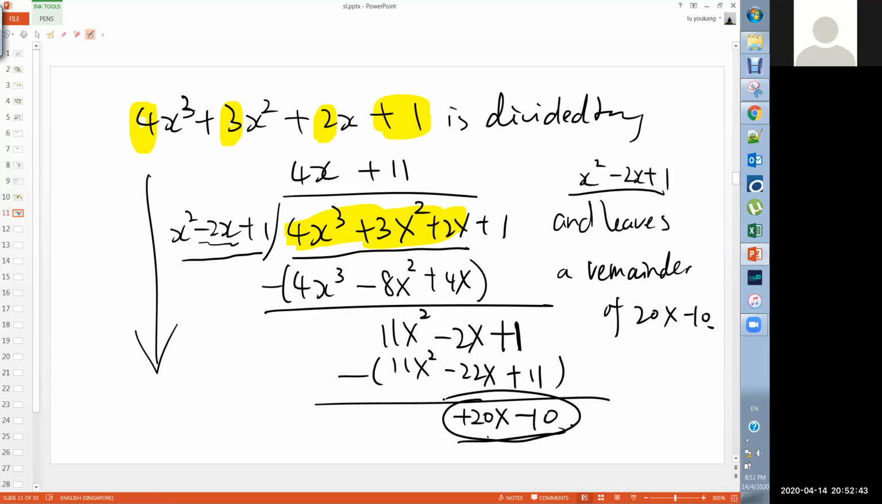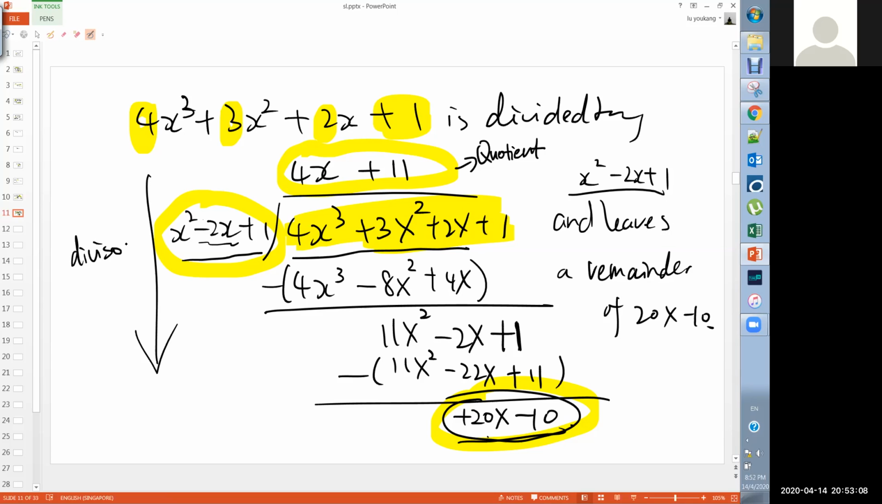Okay, so another concept here is you need to know what this is, what this is, and of course, what this is, and what this is. I mean the name. I'm going to tell you the name. This is called the quotient. And this is called the divisor. And this is called the remainder. Then last but not least, this is called the dividend.